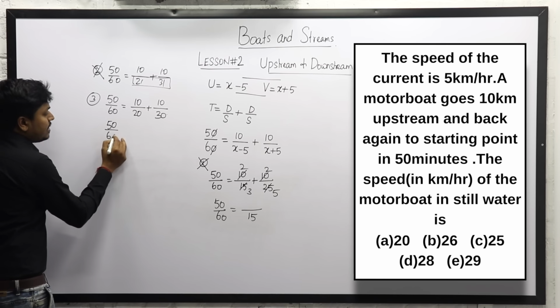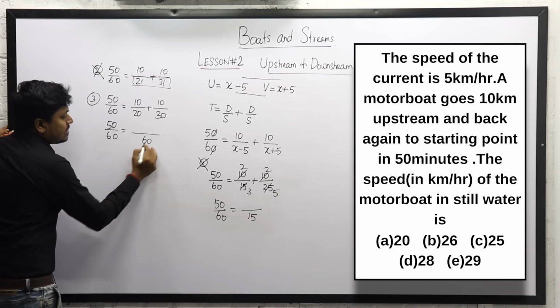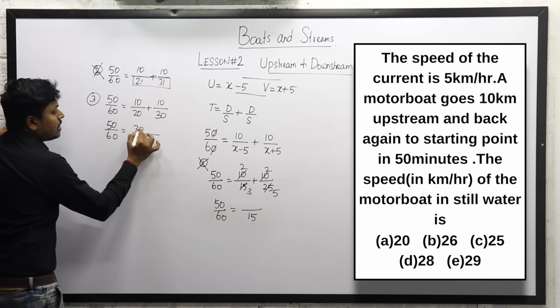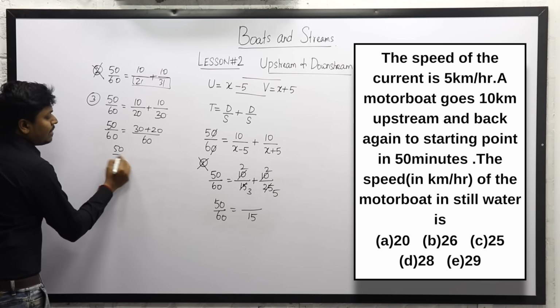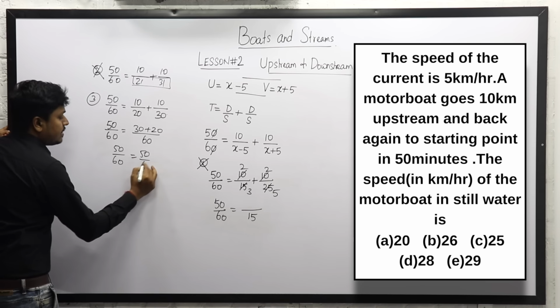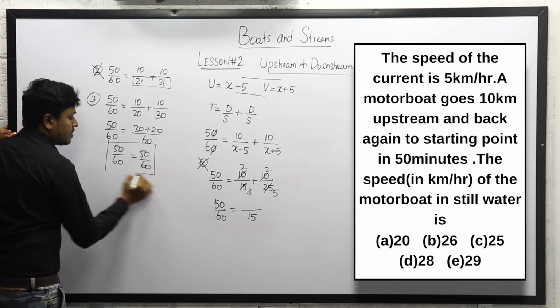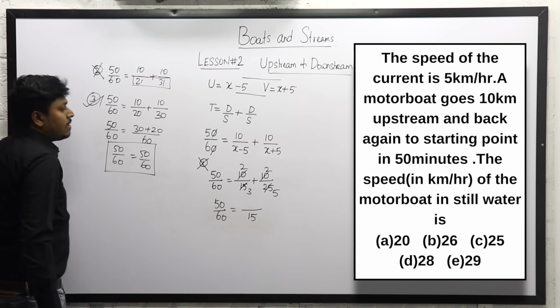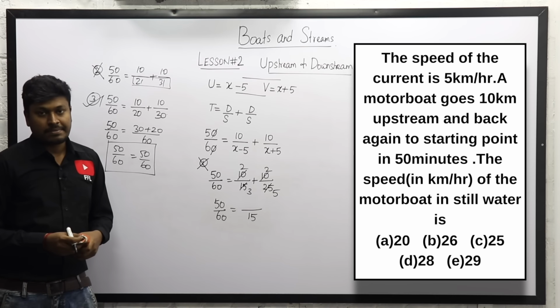Just see, 50 by 60 is equals to, take LCM as 60 here. So this will be 30, this will be 20. So 50 by 60 is equal to 50 by 60. Yes, we are getting the answer. So what is the option? Option number C, that is 25 will be your answer.